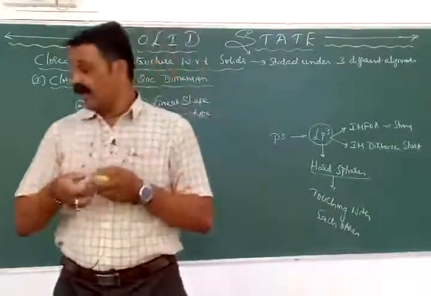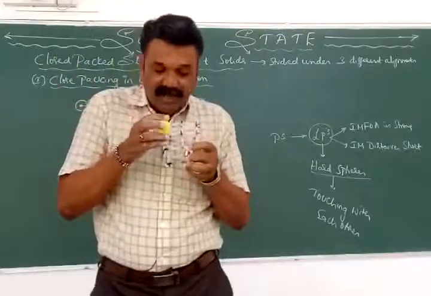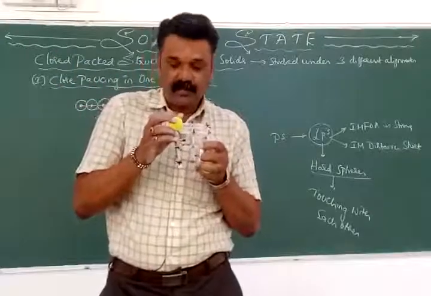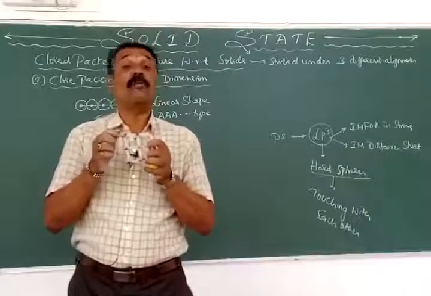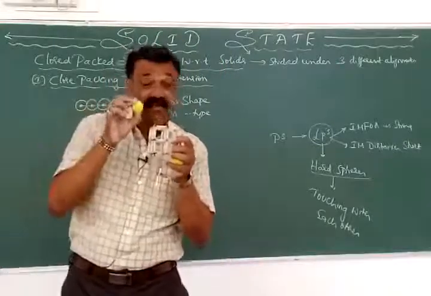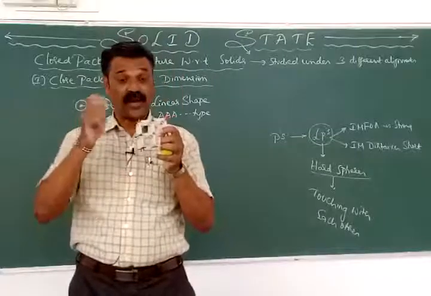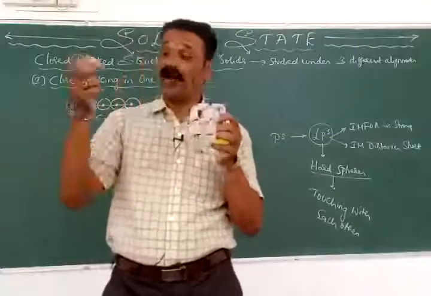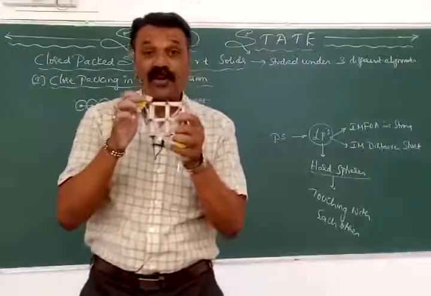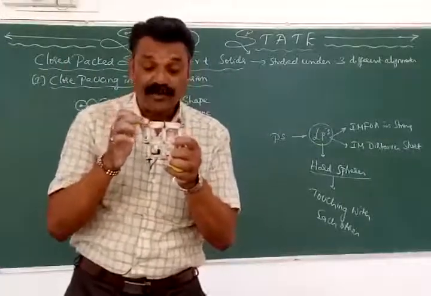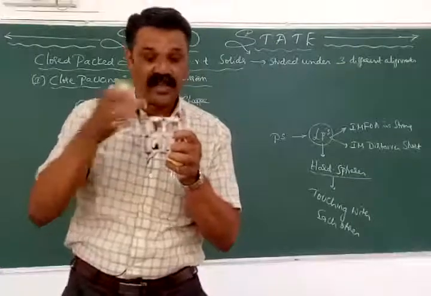Assume that if I fix the ball like this, what happens? This position cannot be visible because it is exactly at the center. We can't see this particle. Only when I open this up will we see it. So here, these particles are now assumed to be hard spheres, and they are touching each other.